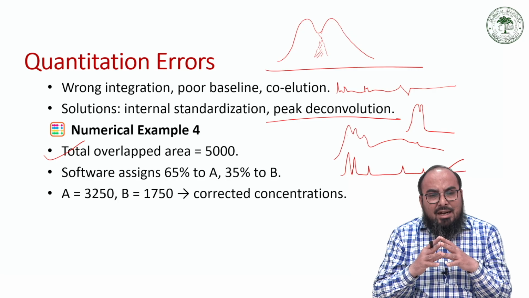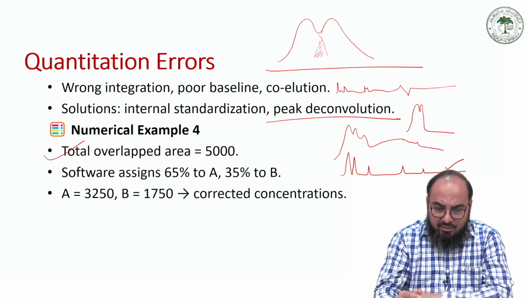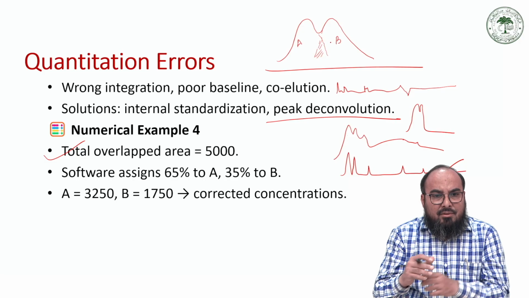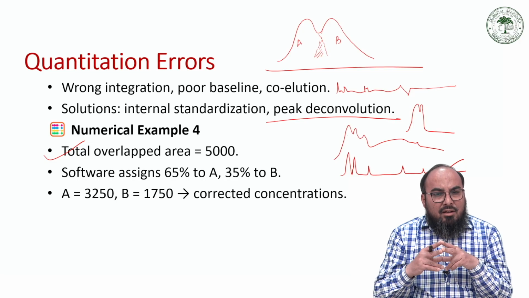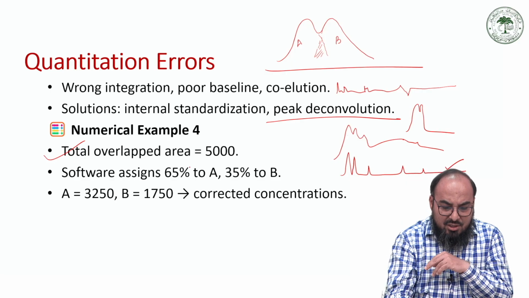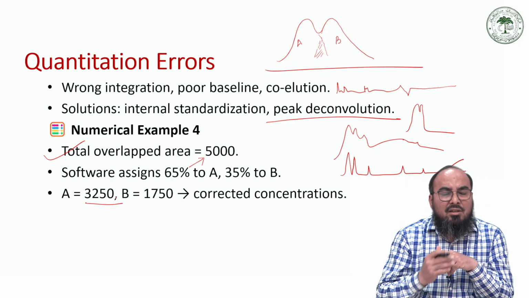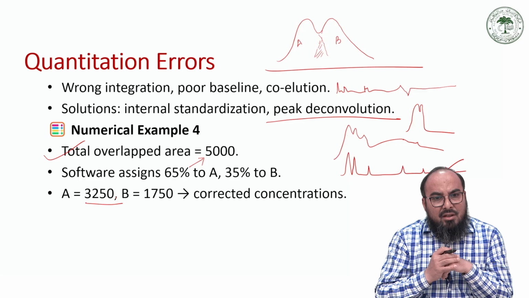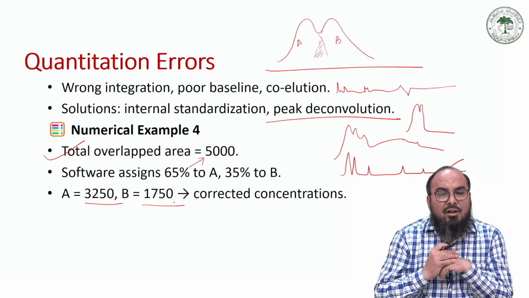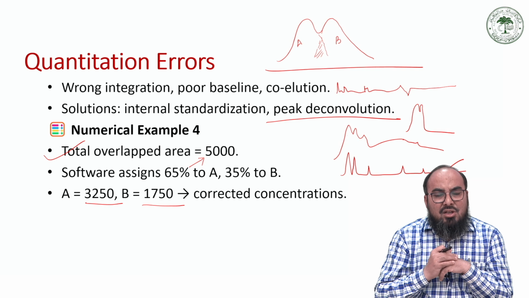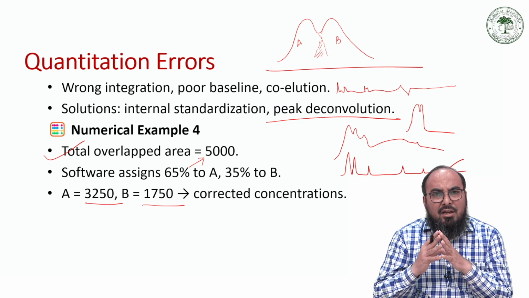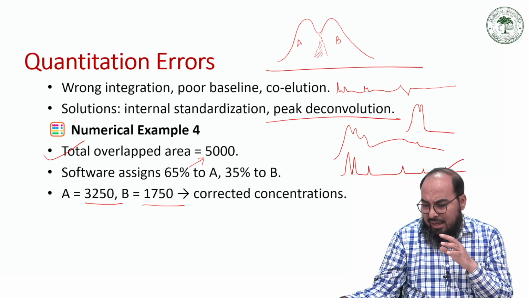Now the software assigned 65% to A, for example this component, and 35% to this component. So A may be calculated to be 3250, because 65% of 5000 comes out to be 3250. Similarly, 35% of this comes out to be 1750. So this is how you actually quantify, or you can clean or rectify your errors.